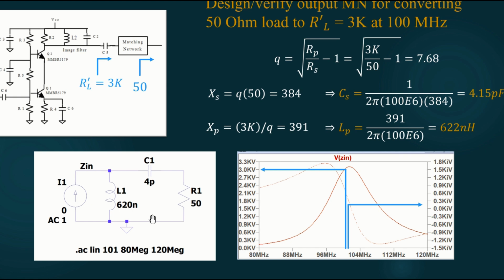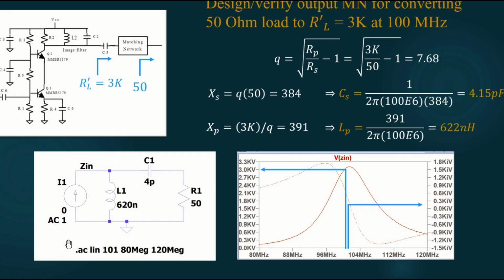Well, to check, I threw this circuit into LTspice, which is a freely available software package that many people use. And I needed to figure out a way to ask it what the impedance is. My favorite way to do that is to put an AC current source across the two terminals that I'm interested in, and then run an AC analysis. So here I'm running an AC analysis in a linear sweep, 101 points from 80 megahertz to 120, because I'm interested in what happens around 100 megahertz.